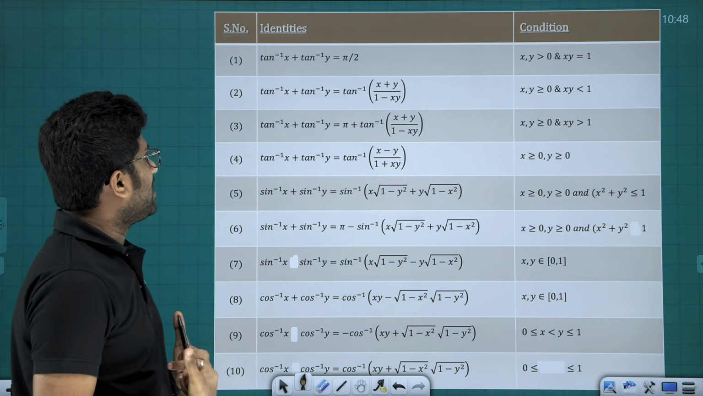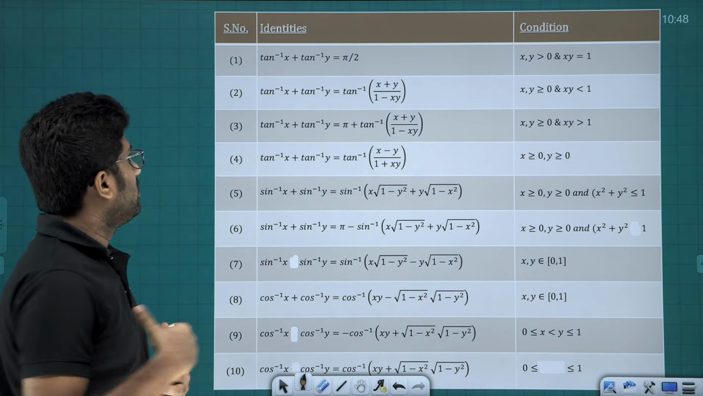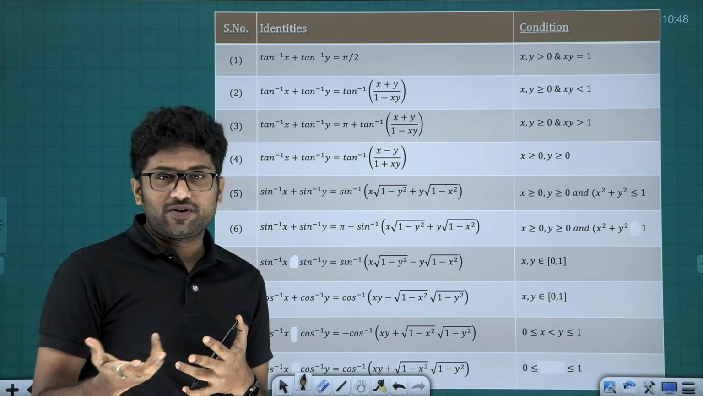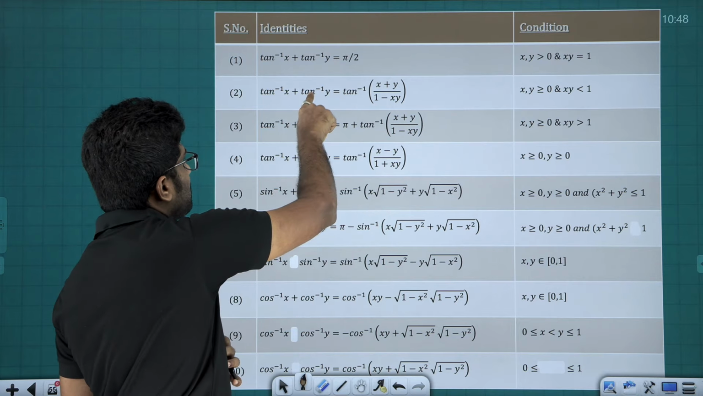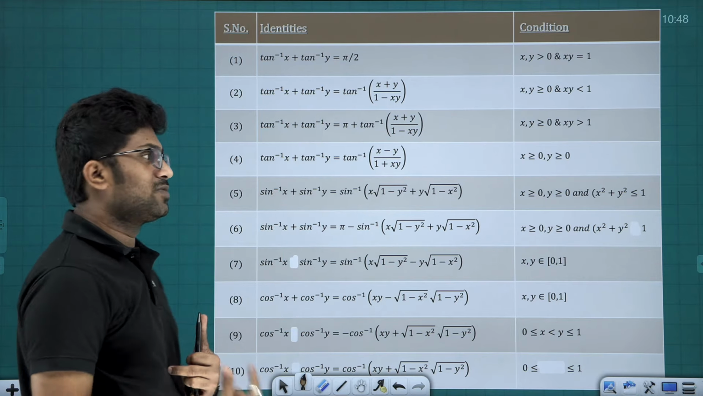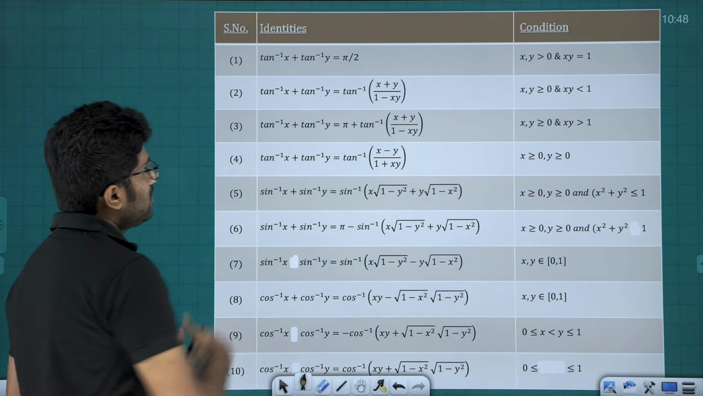Tan inverse x plus tan inverse y is equal to tan inverse of, this is like tan of a plus b, friends. If you know tan of a plus b, tan of a plus b is tan a plus tan b by 1 minus tan a tan b. We just take tan a as some x, tan b as some y. So tan a is equal to x means a is equal to tan inverse x. In that way we get the remaining. So tan inverse x plus tan inverse y is tan inverse of x plus y by 1 minus xy.